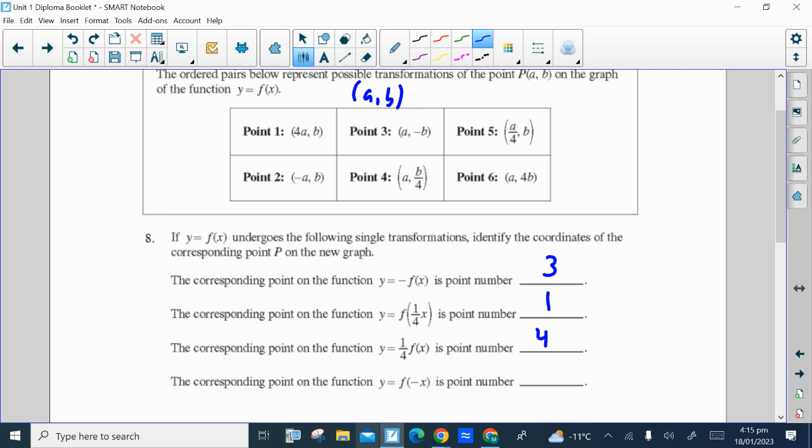The last statement, it's y equals f of negative x. So a negative in front of the x, that's a b value. That causes a reflection over the y-axis. So a would become negative a. And that's what point 2 shows us.